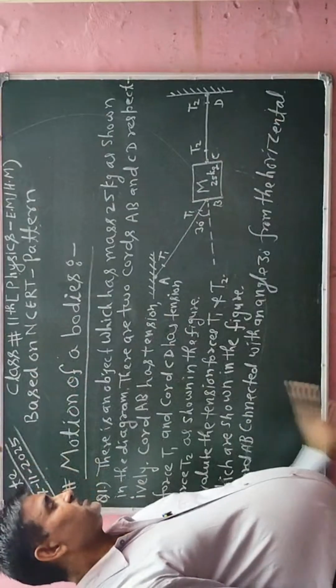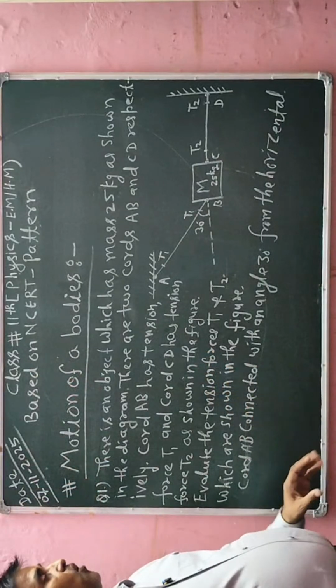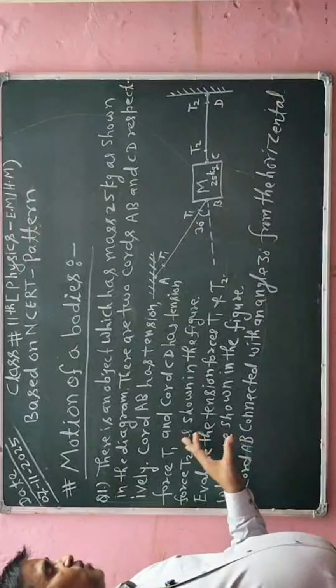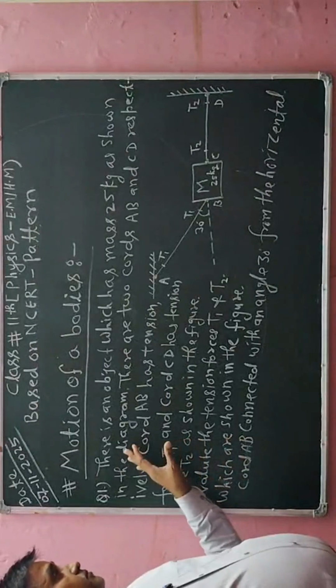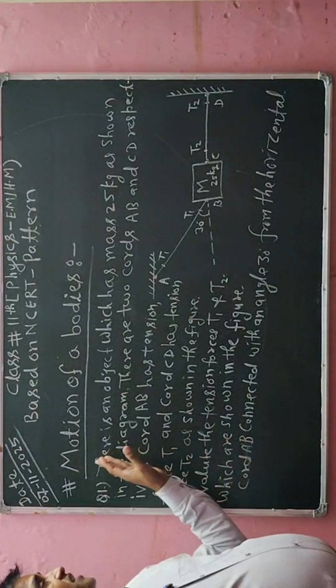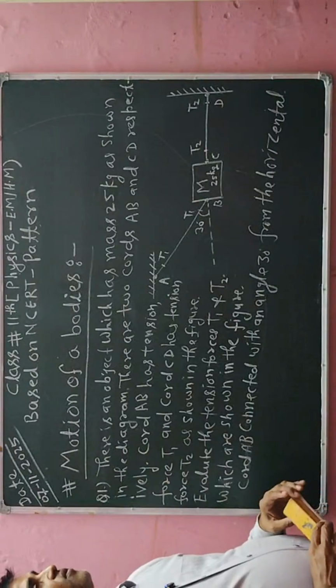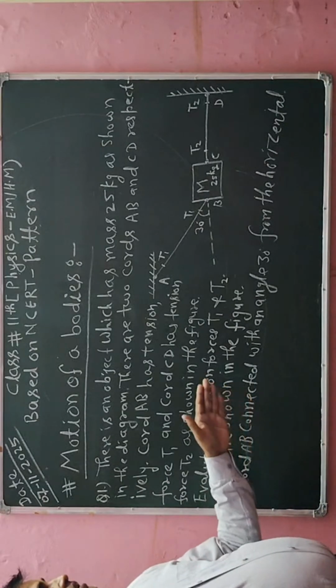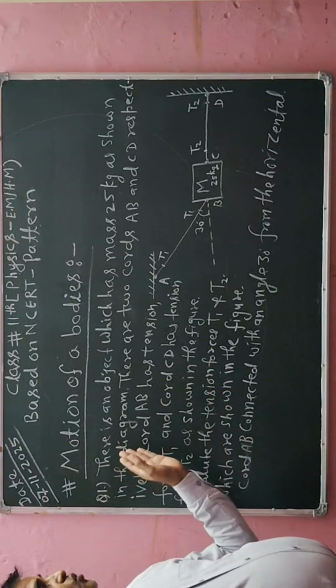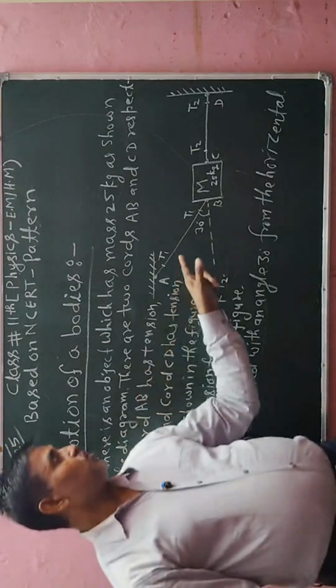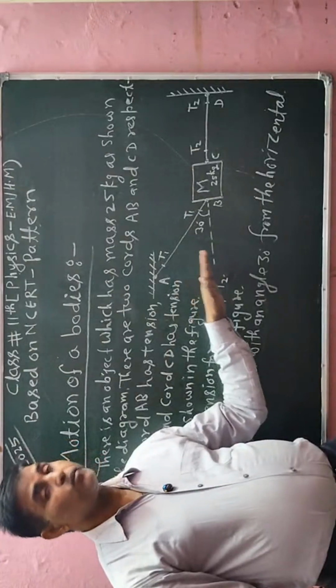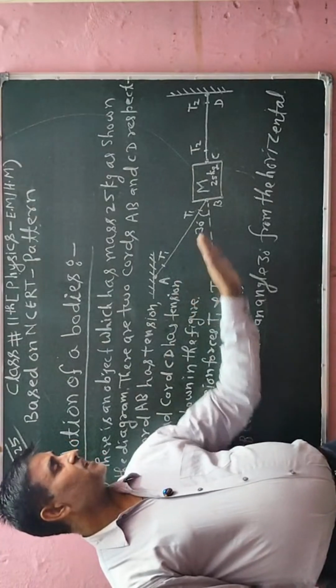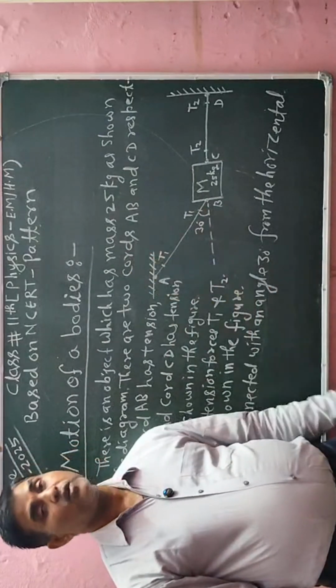Okay, so these are the required concepts. All these concepts I have already interpreted while explaining the motion of bodies. If a body moves along an angle, I will resolve it into two components. One component will be along the x-axis and the other component along the y-axis.